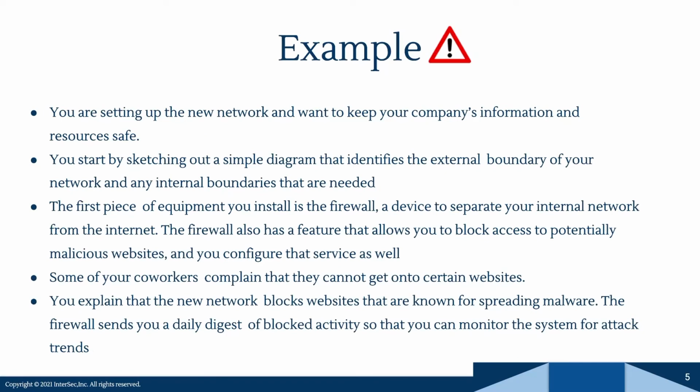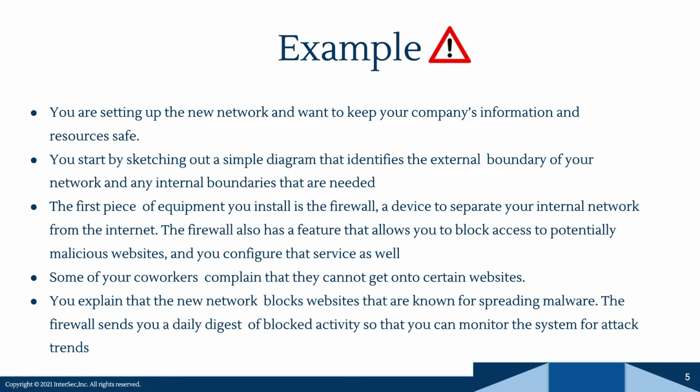As previously discussed, make that differentiation. Let's go over an example to understand and see this practice in action. You are setting up the new network and want to keep your company's information and resources safe. You start by sketching out a simple diagram that identifies the external boundary of your network and any internal boundaries that are needed. The first piece of equipment you install is the firewall, a device to separate your internal network from the internet. The firewall also has a feature that allows you to block access to potentially malicious websites that you can configure and make your own. Some of your coworkers complain that they cannot get onto certain websites. You explain that the new network blocks websites that are known for spreading malware. The firewall sends you a daily digest of blocked activity so that you can monitor the system for attack trends.